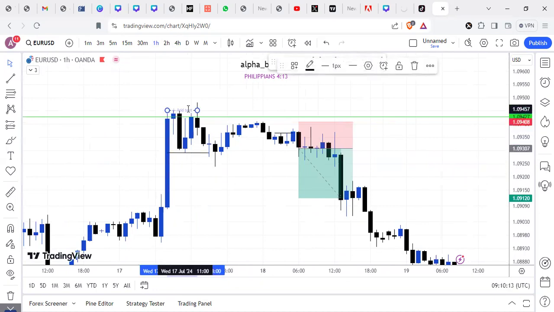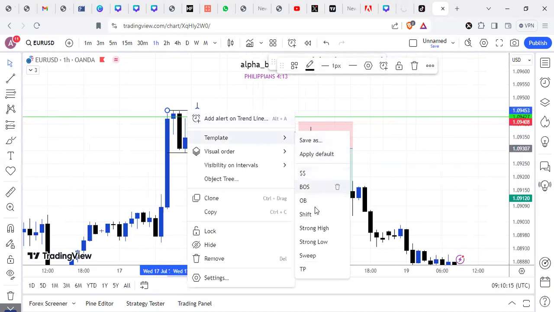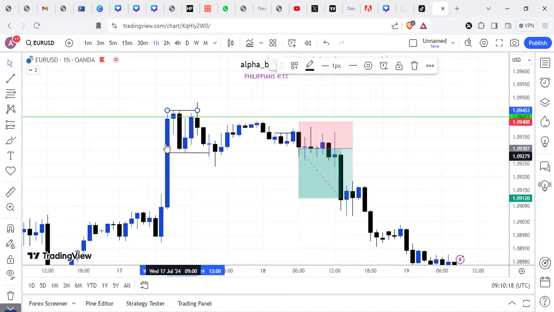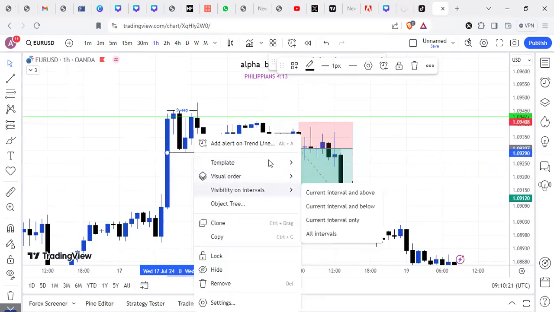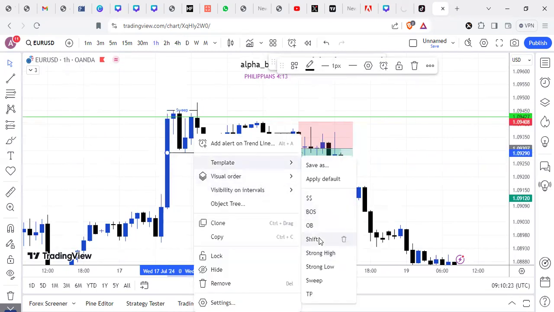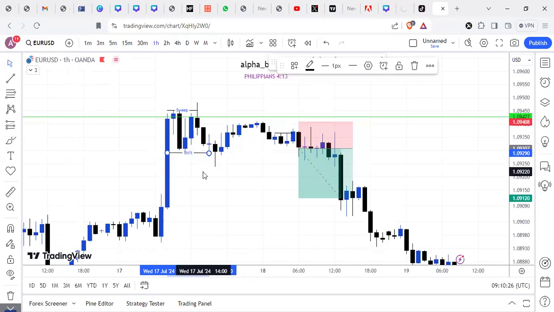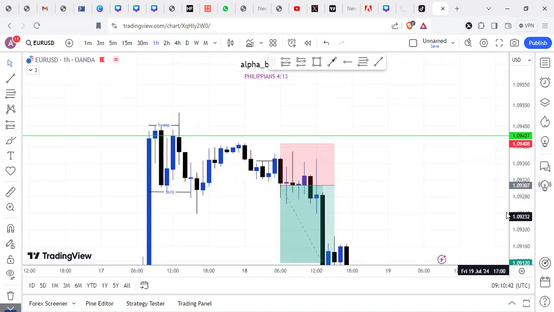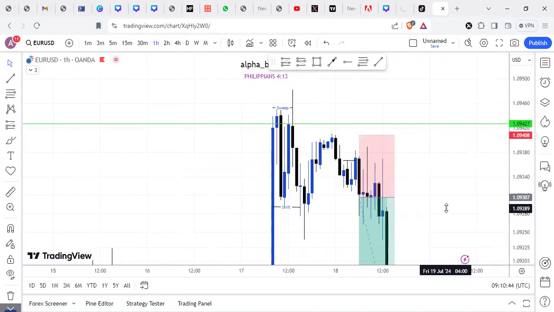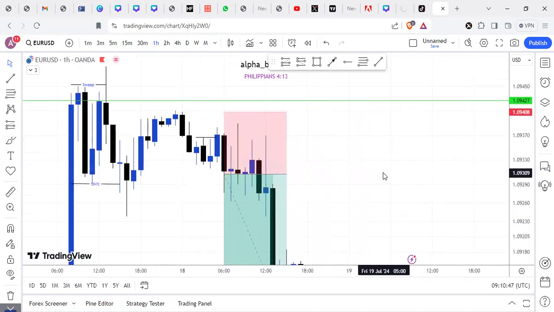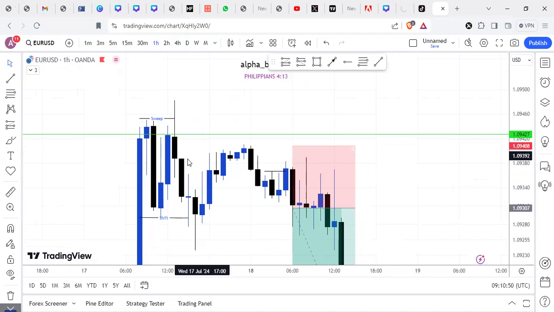So this is the sweep. This right here is the shift, right? Once you have the sweep and the shift, I think I'm going to name this the sweep shift strategy. Yeah, sounds cool. Once you have the sweep, then you have the shift. The next thing you're looking for is a point of interest where you want to take your entry. In this case, ideally where I should have entered this trade was somewhere around here.